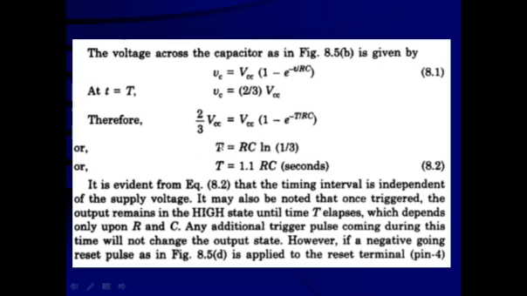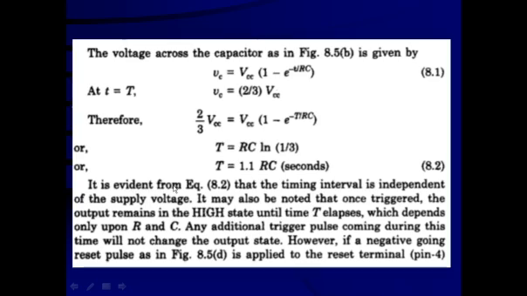Taking the log on both sides, we can say that T upon RC is equal to log of 1 by 3, since 1 minus 2/3 is 1/3. Taking the log to the base e, that is ln, of 1 by 3, the value is equal to 1.1. So the timing during which it remains in the unstable state, that period, is equal to 1.1 RC seconds.